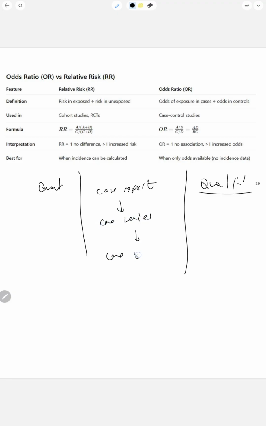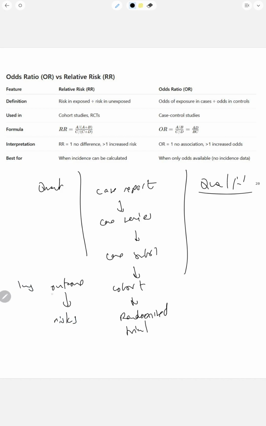And then you've got a case control, and then you've got your cohort, and then you've got your randomized trial, right? So remember, case report is just one case. Case series is a collection of the same case. A case control is basically where you start from the outcome, you go backwards to find the risks, right?